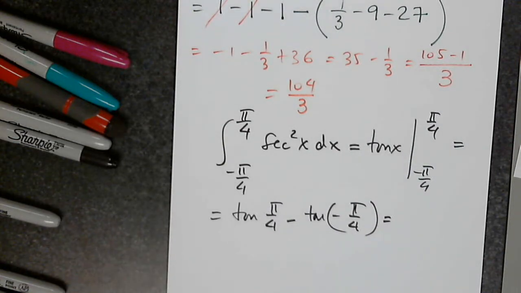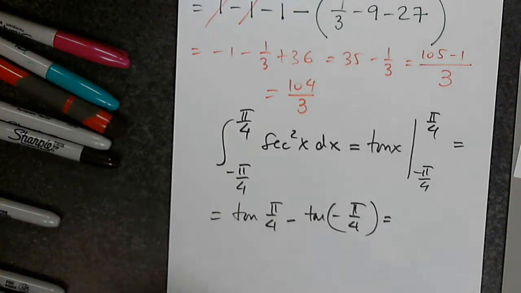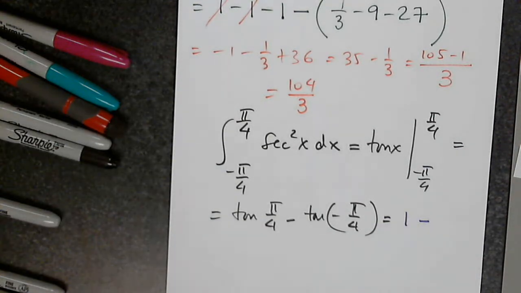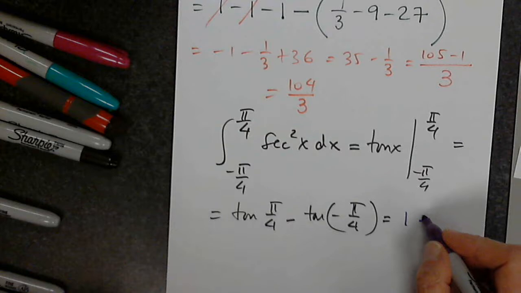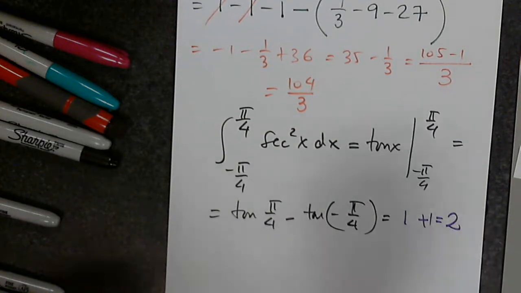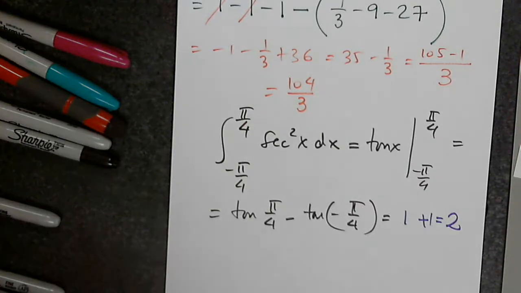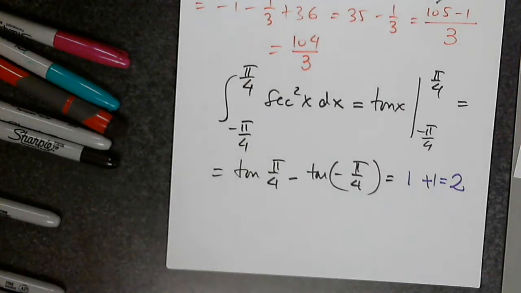Anyone remembers tangent pi over 4? One, right? Tangent pi over 4 is 1, minus. Tangent negative pi over 4 is? Exactly, with the minus in front? Yes, so the answer is 2. Excellent. Well done. Okay.